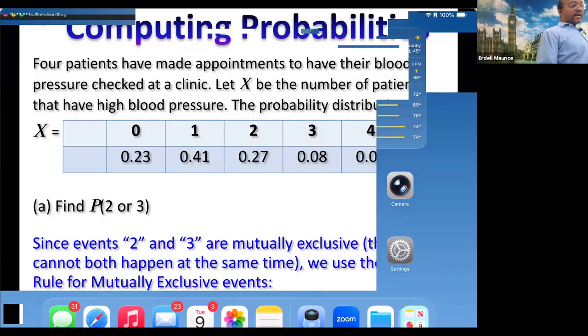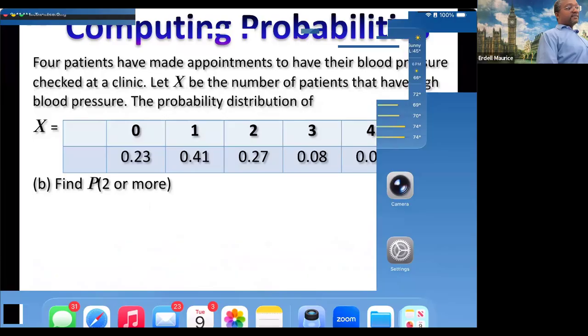Huh? Cool. Let's try again. We have the same thing right here. What's the probability of 2 or more? What's the probability of 2 or more people having high blood pressure? Go ahead and see if you can figure that one out for me. Please give me an answer.